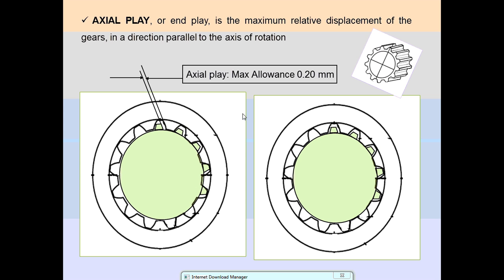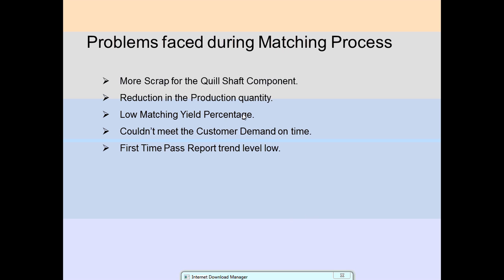We can see that that is the moving part in axial play, which shows the maximum allowance should be under 0.2 mm. We can see that that is the rotating part. And now, what is the problem faced during the matching process?